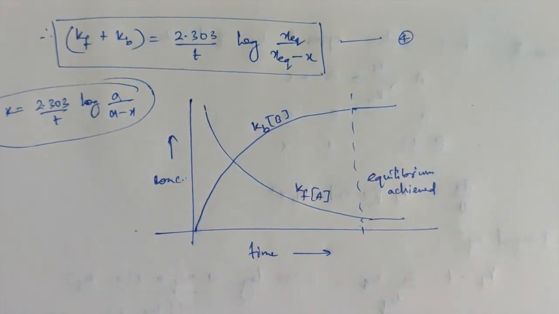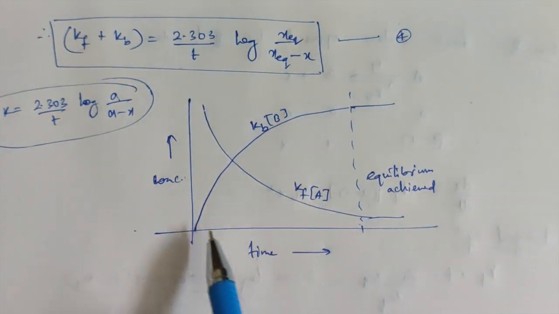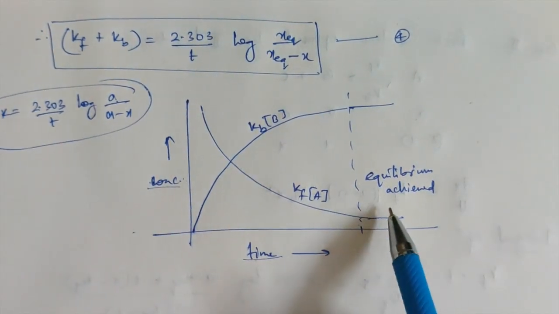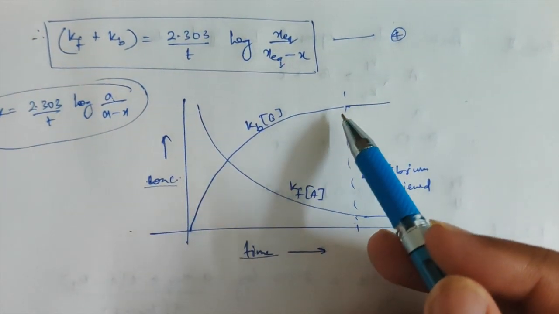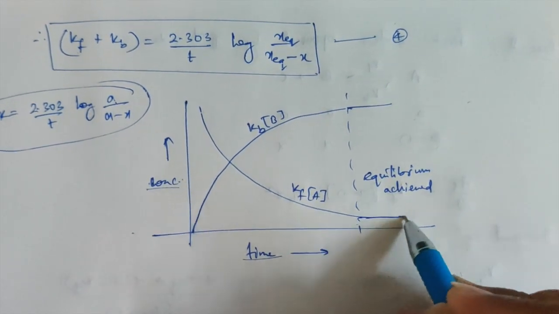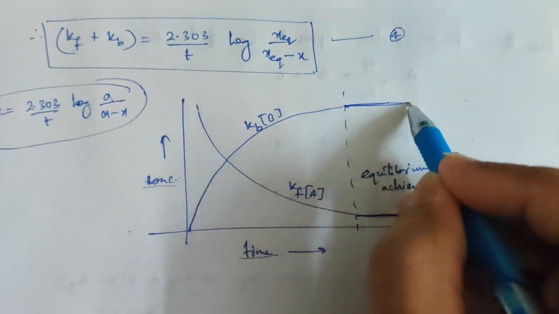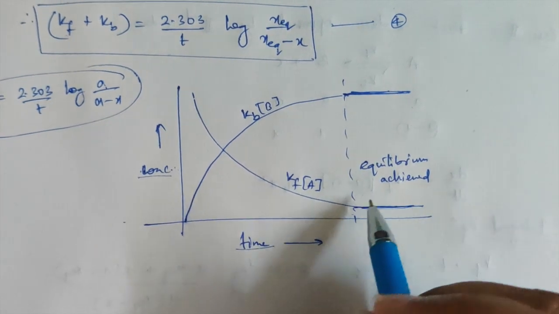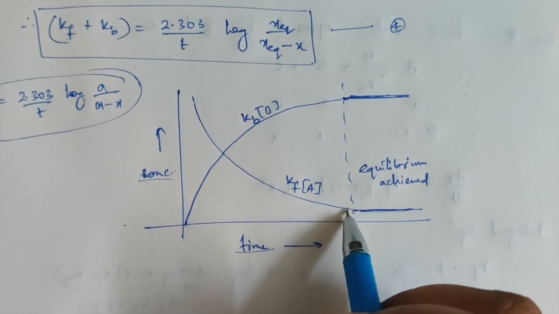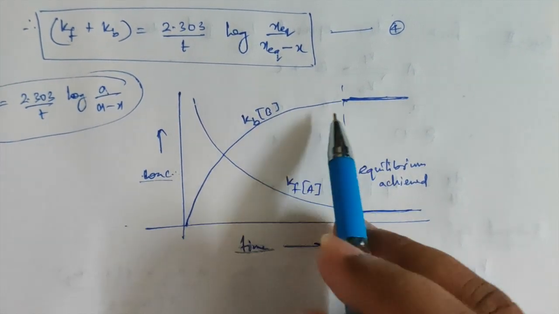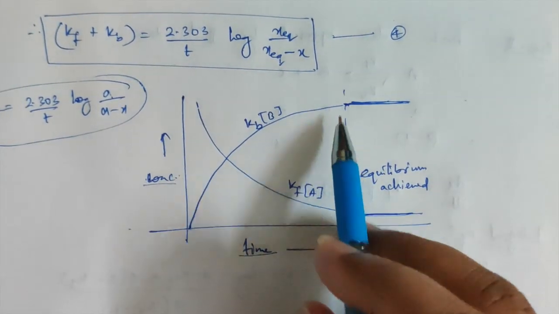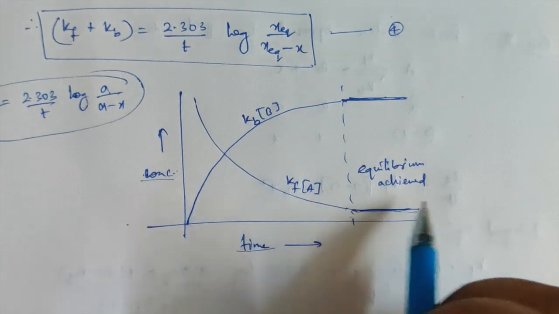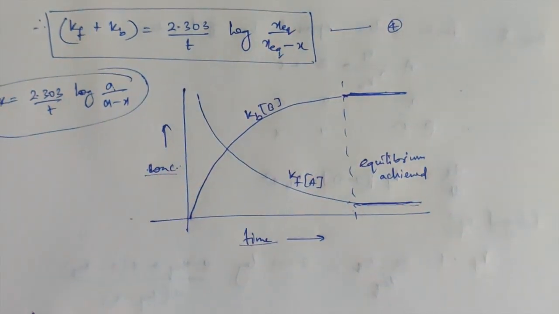So if I plot a graph of concentration versus time, I will see that the concentration of A will be decreasing and the concentration of B will be increasing, and on reaching equilibrium these concentrations will become parallel to each other. So that is to be noted. If it is not an equilibrium reaction, then obviously the concentration of A will keep on decreasing and that of B will keep on increasing, but on reaching equilibrium the concentrations will become constant. That's something to be noted over here.